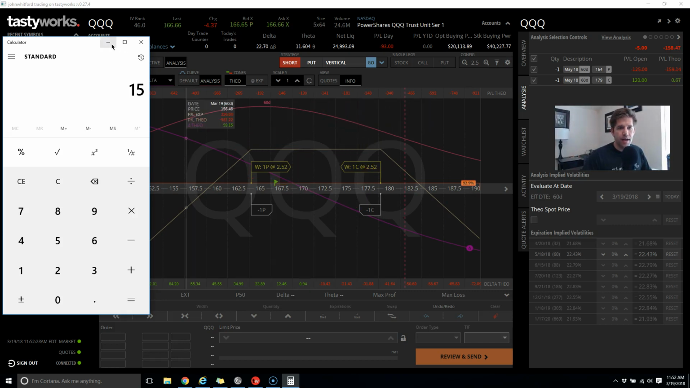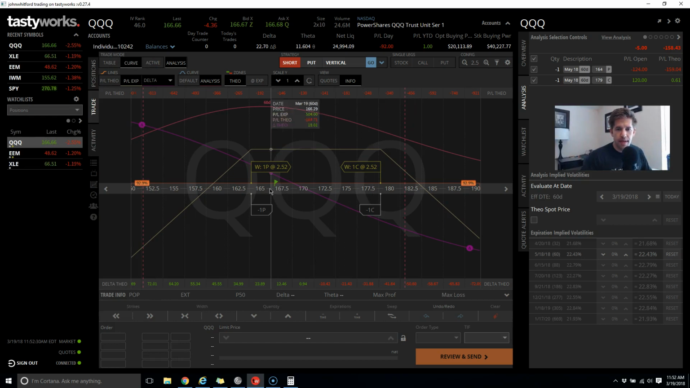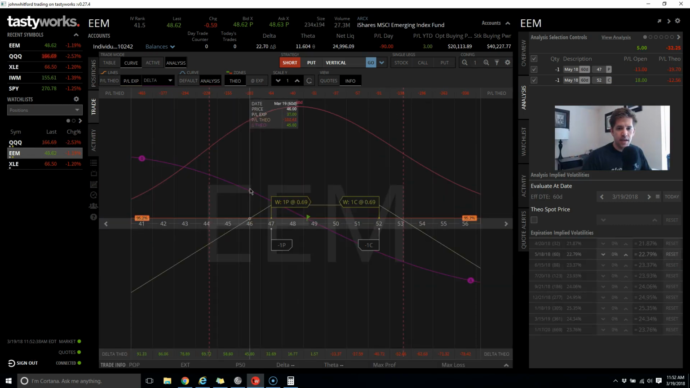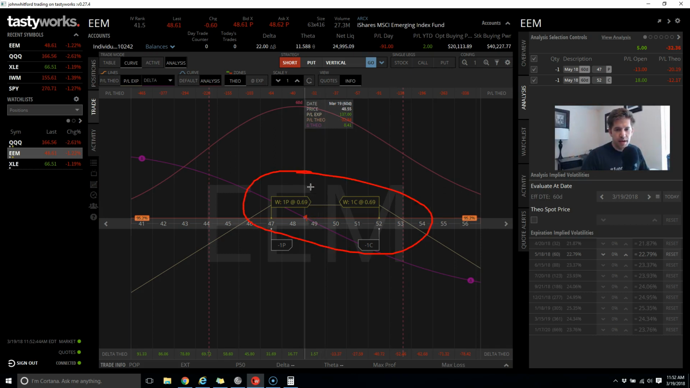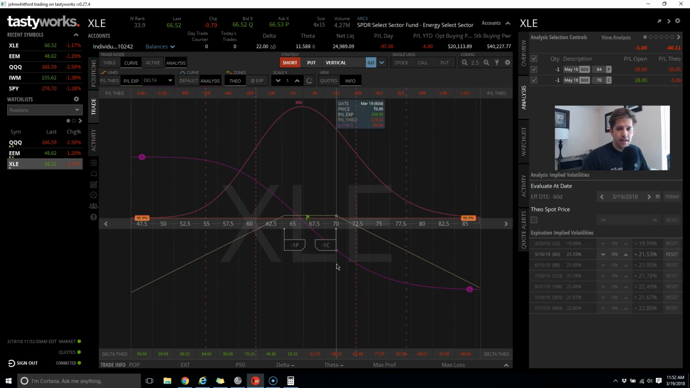We haven't gotten there yet with this position, but if it has another down day like this, we'll probably be there pretty quickly. Let's go ahead and look at our next position here. This is EEM, the Emerging Markets ETF. And again, because these guys are all so correlated, very similar story. It's on its way down, but it's not there yet.